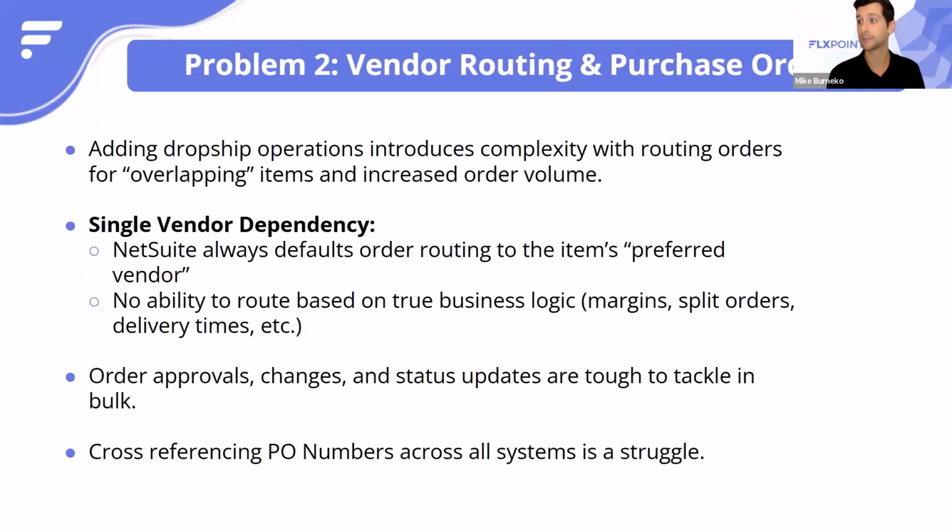Cool. So the number 2 problem is that you've made your operations more complex by adding dropship. At the end of the day, you're adding more SKUs and hoping to have more orders come in. There's just more complexity, with different areas of NetSuite that need to be managed. Especially when it comes to overlapping items. You hear me say overlap a good amount, but in dropship it's very common that I'm going to sell the same items that my drop shippers have, or multiple drop shippers have the same units of SKUs in stock. So we want to be able to manage that overlap if we can.